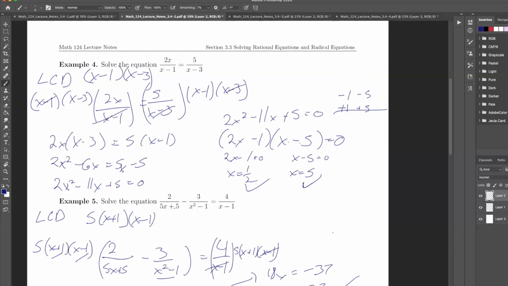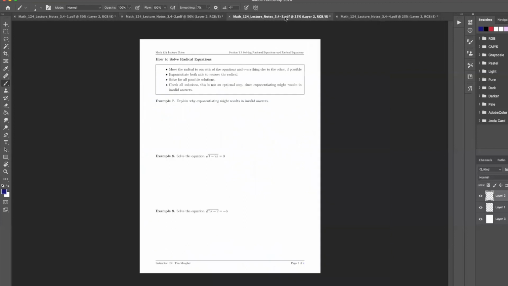But the radical ones are not as bad. You just have to be more careful. So let me explain that and show you why. Let's go ahead and finish these notes for the day.